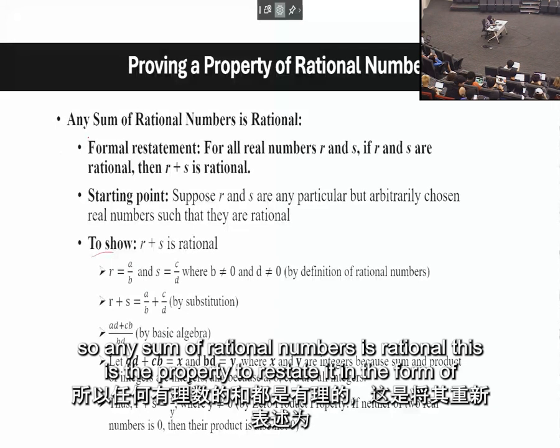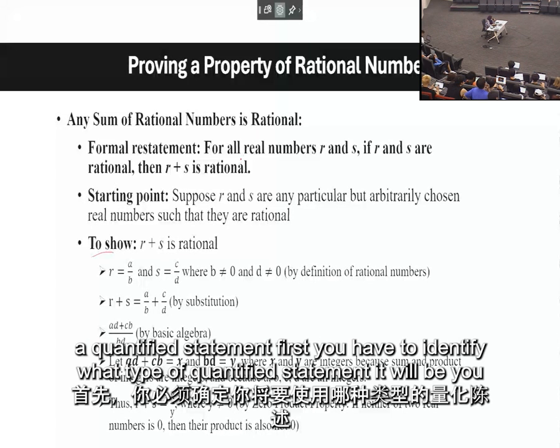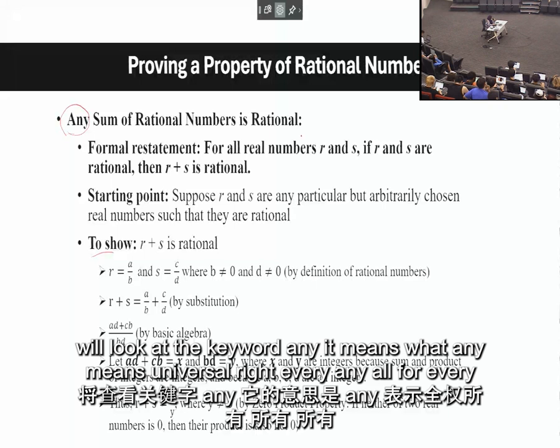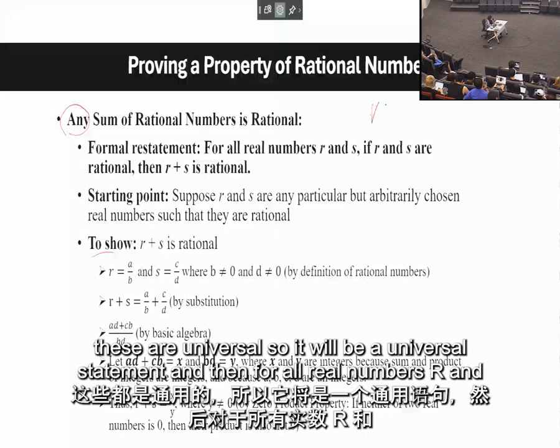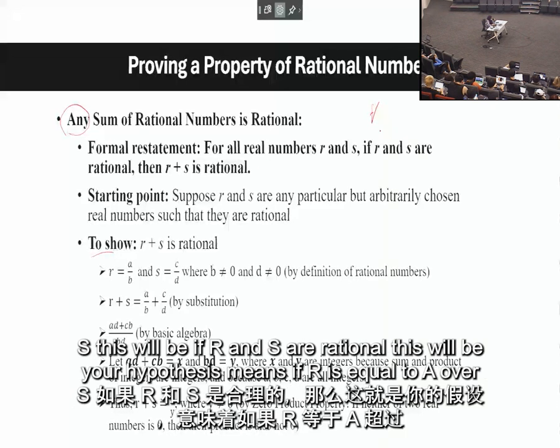So, any sum of rational numbers is rational. This is the property. To restate it in the form of a quantified statement, first you have to identify what type of quantified statement it will be. You will look at the keyword any. What does it mean? Any means universal, right? Every, any, all, for every, these are universal, so it will be a universal statement. And then, for all real numbers r and s, if r and s are rational, this will be your hypothesis.